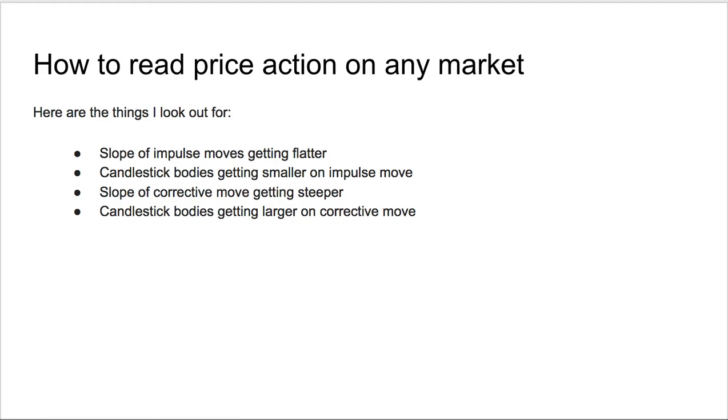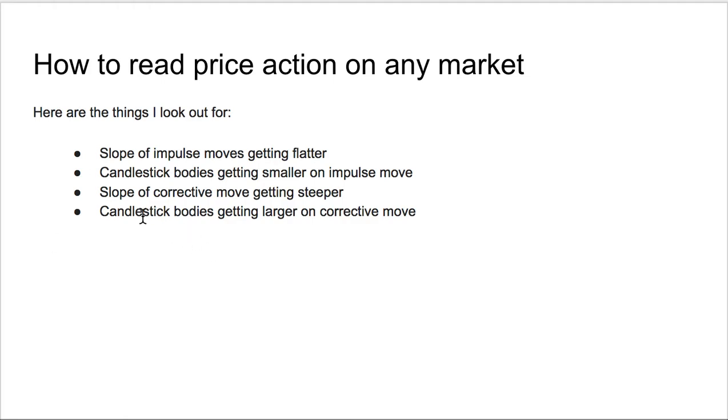Next thing we'll look at is reading the price action on any market. A couple of things that I personally look at are, of course, the slope of impulse moves getting flatter, and the candlestick body. If it becomes smaller during the up move or the down move, then chances are it doesn't have that mojo anymore. And of course, the slope of the corrective move getting steeper. The steeper the slope is, the more momentum it has, and the less steep the stock becomes, the less mojo it has.